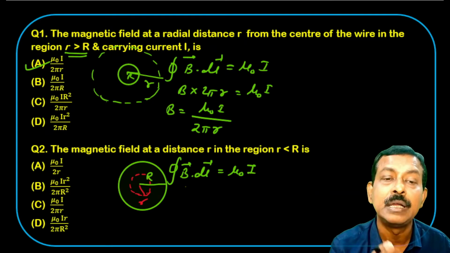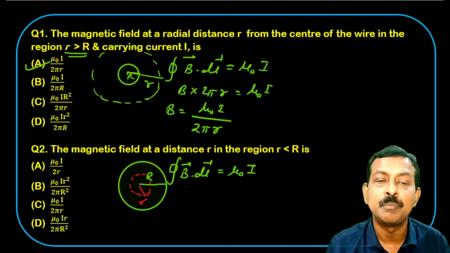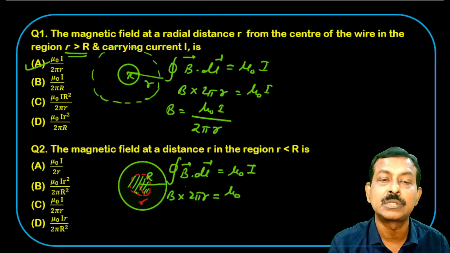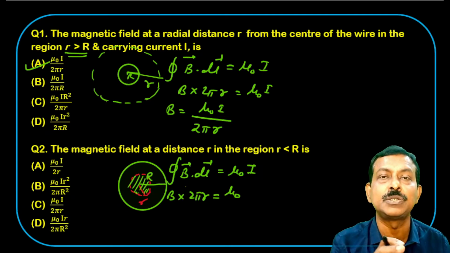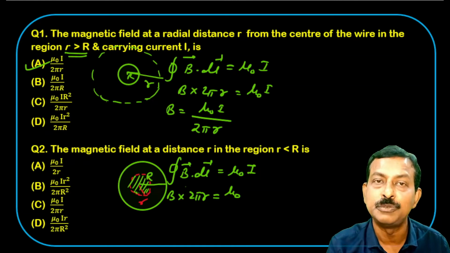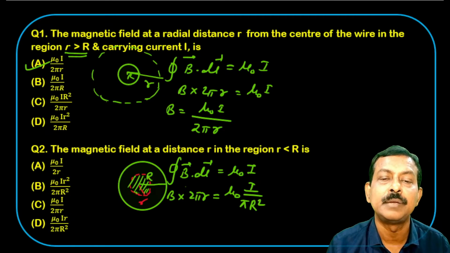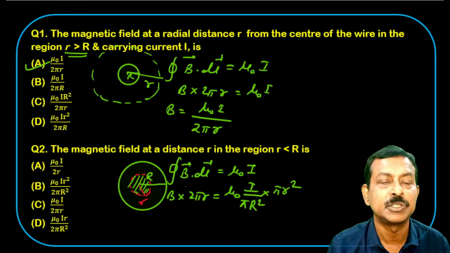I will be the current enclosed by this Amperian loop, or inside the Amperian loop. So we'll have to take the current enclosed in this particular section. So it is your B into 2 pi r as it is. Now, what is the net current? Because the entire current I is now not passing through this small loop which we have taken, or the area enclosed by that small loop. So it is your I divided by pi R square, the current per unit area of cross section, multiplied by this area, that is your pi small r square.